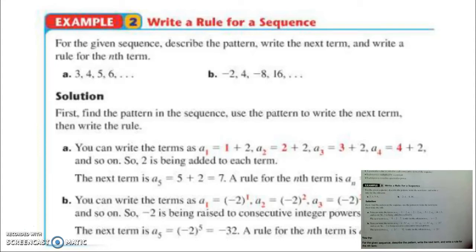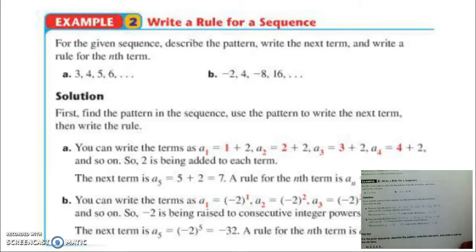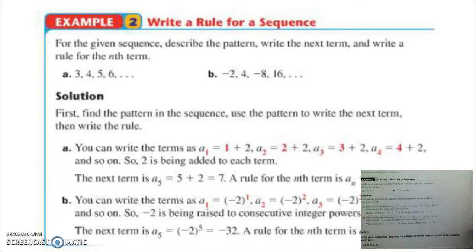But we didn't start with 1. So if the term number is 1, how did we get from 1 to 3? We added 2. For the second term, it's 4. So our term number is 2. How did we get from 2 to 4? We added 2. So in this case, we have to think about a sub 1 being 1 plus 2, a sub 2 being 2 plus 2, a sub 3 being 3 plus 2. So our next term, we're going to continue to add 2 to the term number.